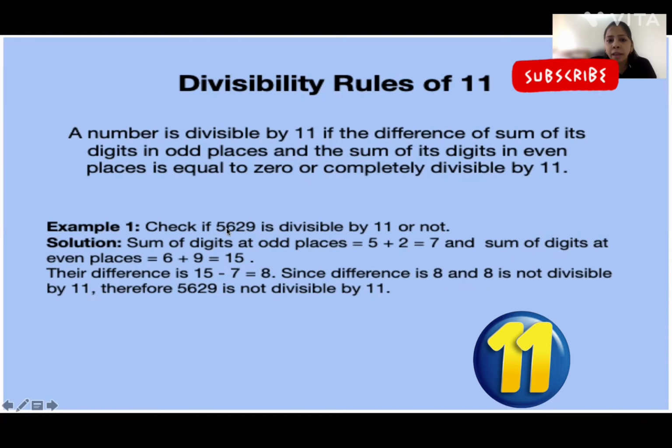For example, check if 5629 is divisible by 11 or not. So the sum of digits at odd places, 5 plus 2, is equal to 7. And the sum of digits at even places, 6 and 9, 6 plus 9 is equal to 15. Their difference, 15 minus 7, is equal to 8. Since the difference is 8 and 8 is not divisible by 11, therefore the whole number 5629 is not divisible by 11.